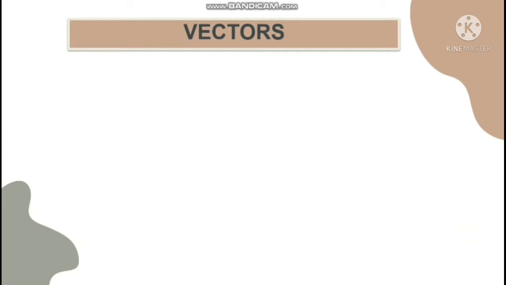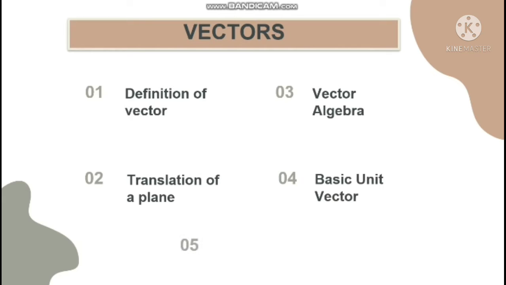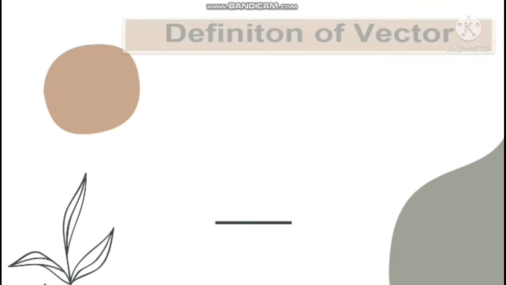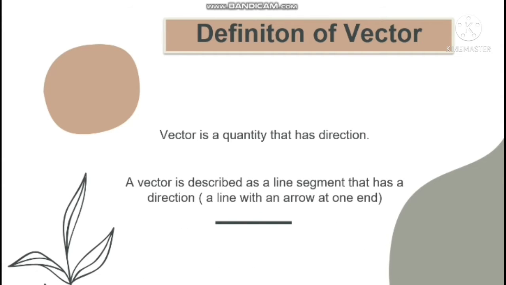The material is vectors. I will explain, first, the definition of vector; second, translation of a plane; third, vector algebra; fourth, basic unit vectors; and the last is questions. The first is the definition of vector. What is a vector? A vector is a quantity that has direction. A vector is described as a line segment that has a direction, aligned with an arrow at one end.